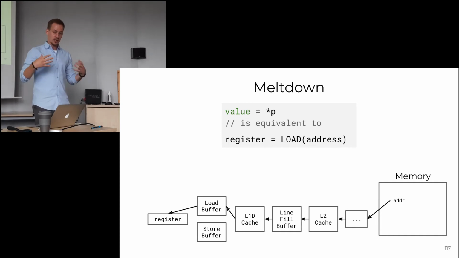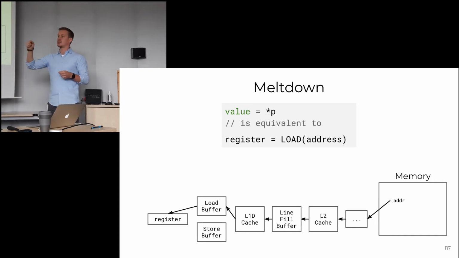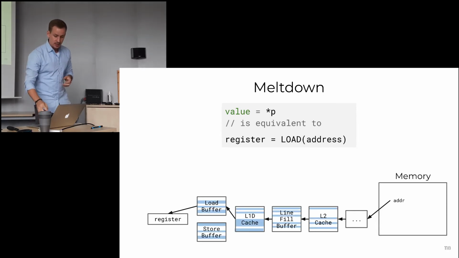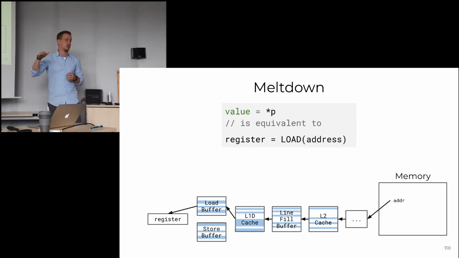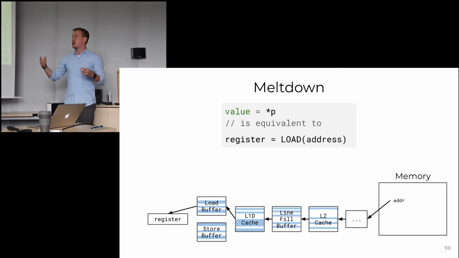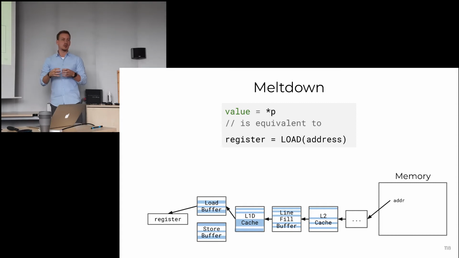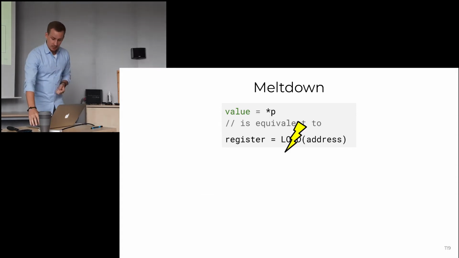But on the hardware side, this address has to pass through several buffers, so it's a complicated path that has to be traversed. More importantly, this data can be temporarily stored in one of these buffers or in many of them. And if there are several loads being executed, then all of them will leave traces and temporarily store data in these buffers. So what happens in Meltdown?